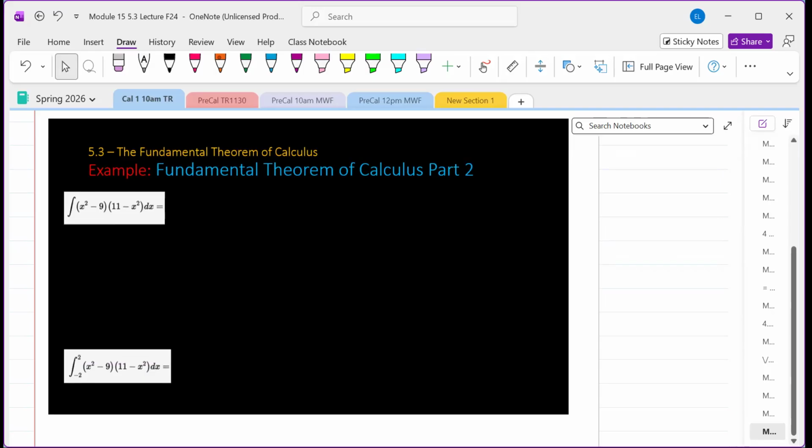So we've got it split into two parts. So at the bottom, we're being asked to evaluate the integral from -2 to 2. But first, we're just being asked to figure out the integral in general terms, to figure out what the antiderivative formula is.